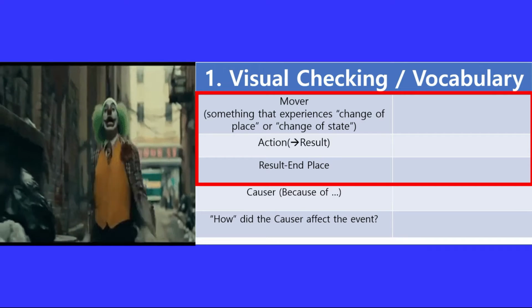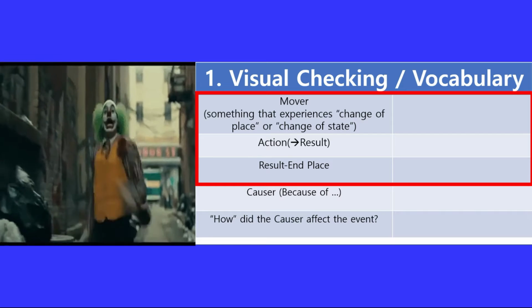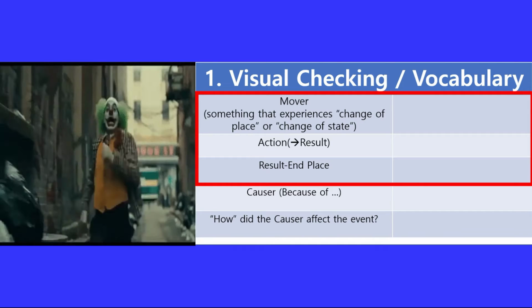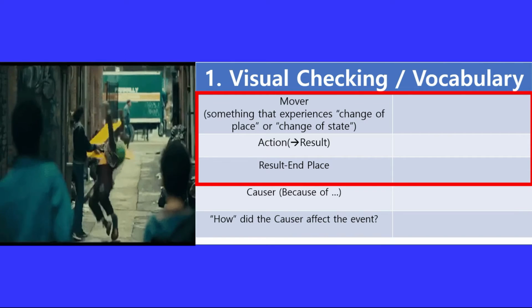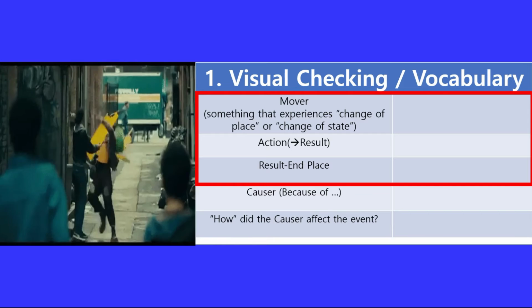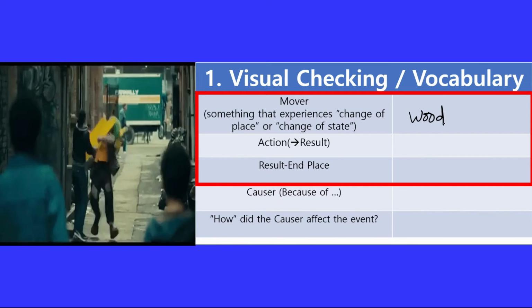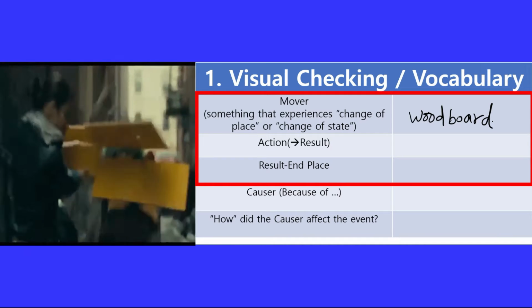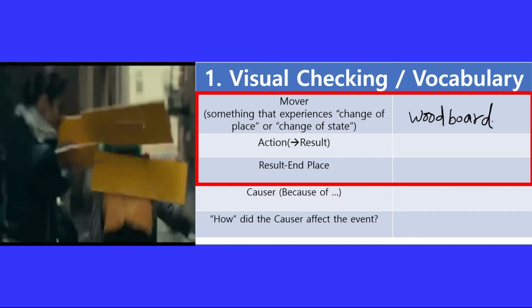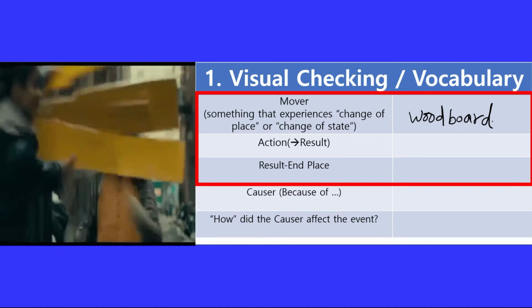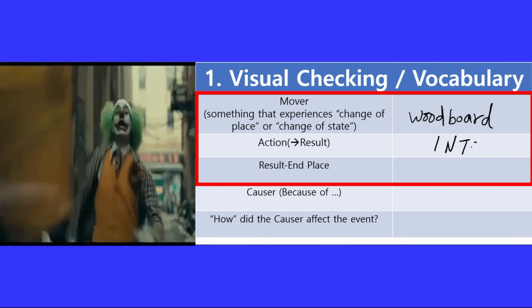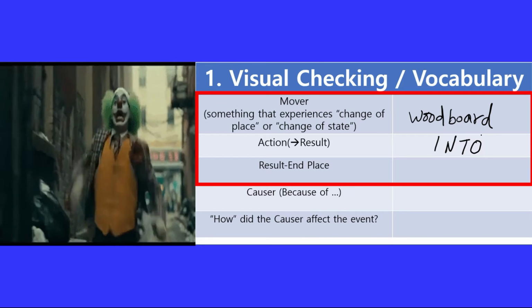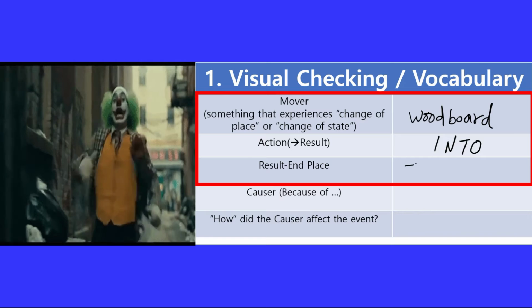When you want to speak in English, try to find out the mover. The mover is something that experiences change of place or change of state. In this picture, what has changed place is the wood board. Second, take a look at this picture and there is a shock, right? There is a huge shock and there is a huge friction. So this picture has something to do with the action of into. The result and place of the wood board is the joker's face.